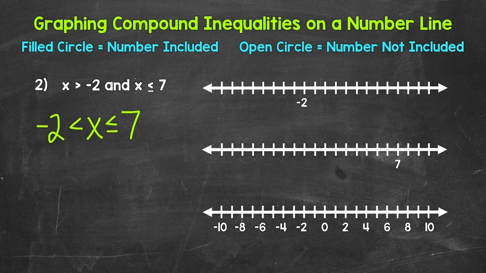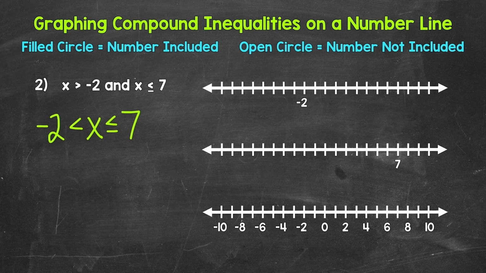And we can read this starting with the variable. So x is greater than -2 and less than or equal to 7. So whenever you see a compound inequality written like this, it's a compound inequality involving and. So this is something to keep in mind while working with compound inequalities. Now let's graph this on a number line, and this is going to give us a nice visual representation of the compound inequality.